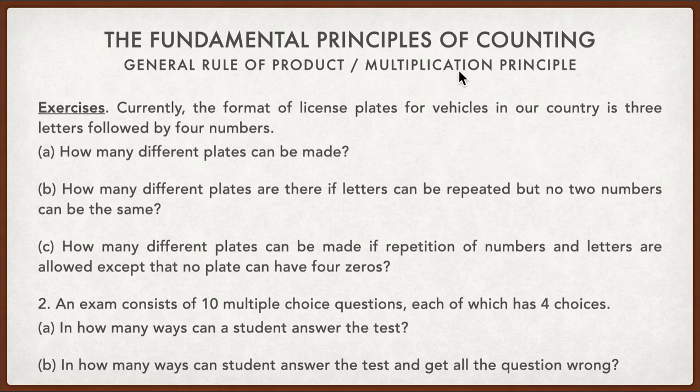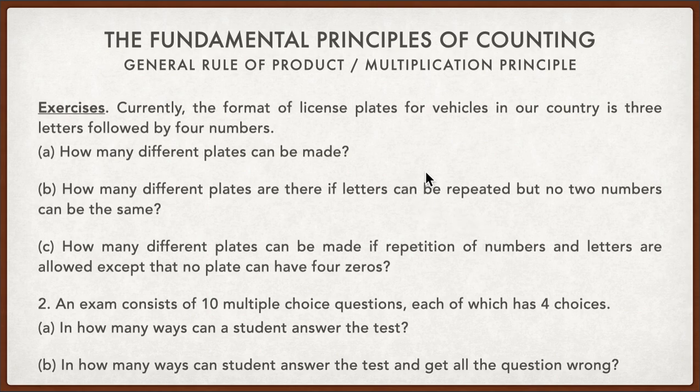Making use of the multiplication principle, 26 times 26 times 26, followed by 4 numbers. We have 10 numeric digits in the Hindu-Arabic system, running from 0 to 9. Maybe you will just say it's 9, but we must not forget the zero, okay? So it should be 0 to 9, therefore we have 10. So 10 times 10 times 10 times 10. We're going to raise 10 to the 4th rather than multiply by 4.